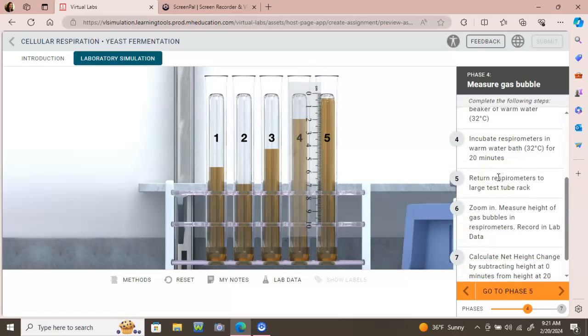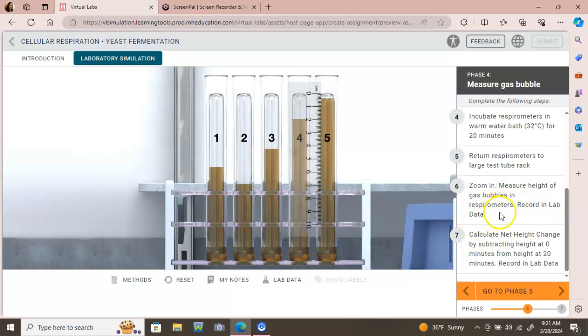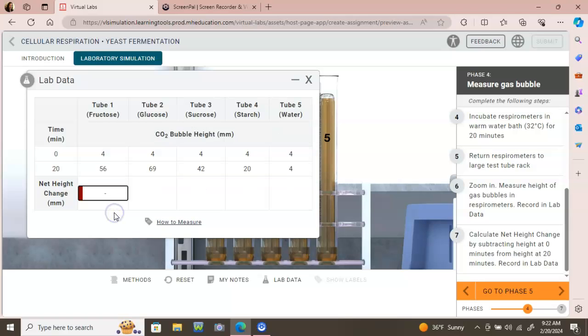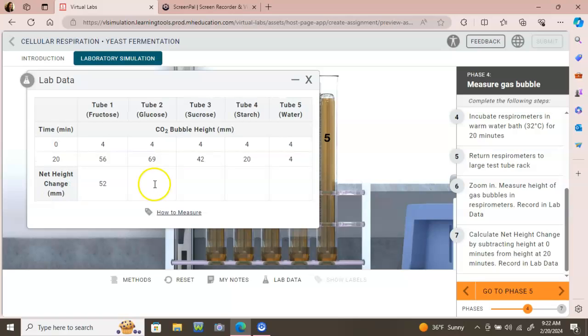Okay, so after I've zoomed in and recorded the height, I need to calculate the net change by subtracting the height at time 0 from the height at 20 minutes, and then record that in the lab data. So here, time 0, and then at 20 minutes. This is going to be 4 minus 56, so this should be minus 52. Maybe it wants the whole number here. There we go. I would do the same here.